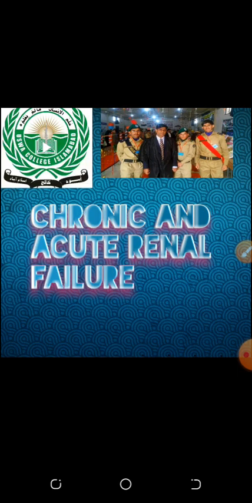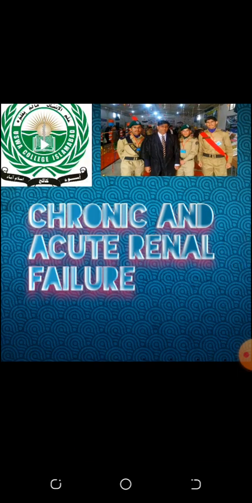That's why doctors may not want to take risks, that if we enter the dialyzing fluid inside the abdominal cavity, maybe the urea will not come out. Urea will come out in the dialyzing fluid, but the dialyzing fluid might not be able to come out from the abdominal cavity. So therefore, chronic and acute renal failure, these are the two terms which you have to understand.